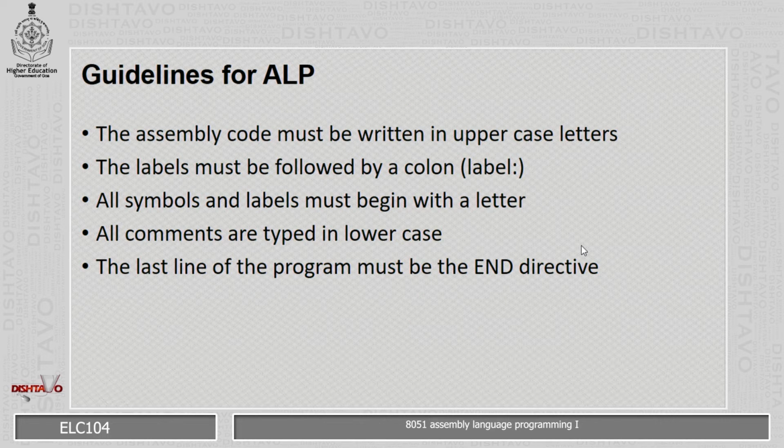Now, there are certain guidelines which must be followed for assembly level programming. The assembly code must be written in uppercase letters, preferably. It doesn't mean that code written in lowercase will not work. It is not case sensitive, but preferably this should be followed, because for high level languages we follow other conventions. So these are the guidelines to be followed for writing assembly level code.